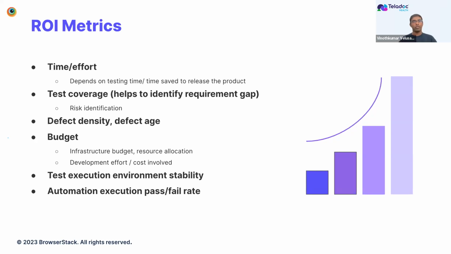For example, if your regression cycle takes, say, 1 week, and you automated 1,000 test cases, and those 1,000 test cases execute in only 4 to 5 hours, obviously you're saving the rest of the time, right? At the same time, to automate 1,000 test cases, you should not take 3 years or 4 years. Then it is of no use.